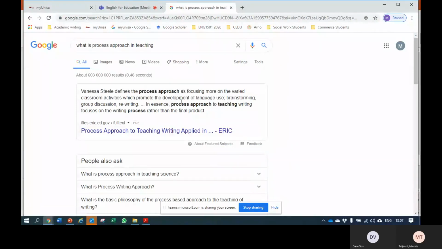Okay, can you read my screen? It says that the process approach to teaching writing focuses on the writing process rather than the final product. And they say that you should have classroom activities which promote the development of language use. So brainstorming, group discussing, rewriting. So the more exercises you do which involve the use of language, the more likely it is that you will improve your English.